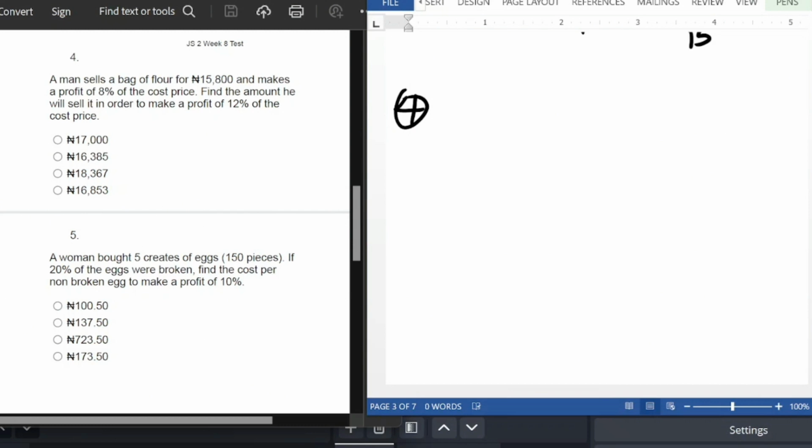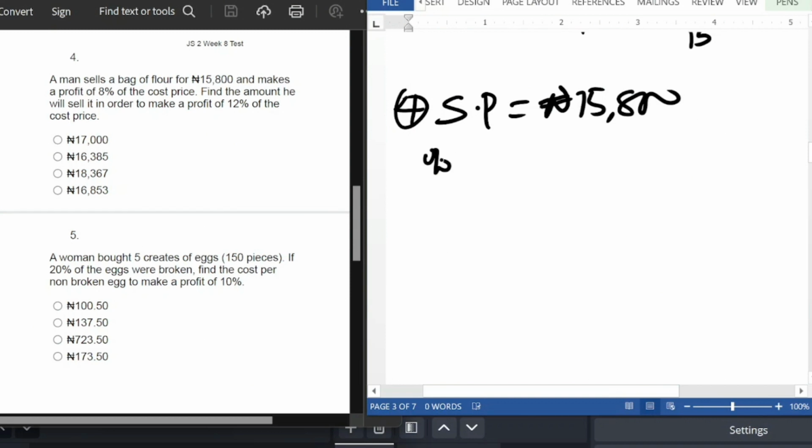Now the first thing is the selling price. The selling price there is 15,800 naira, right? The cost price we don't know, but we have the percentage profit, which here was 8%. So the cost price is what we're looking for.